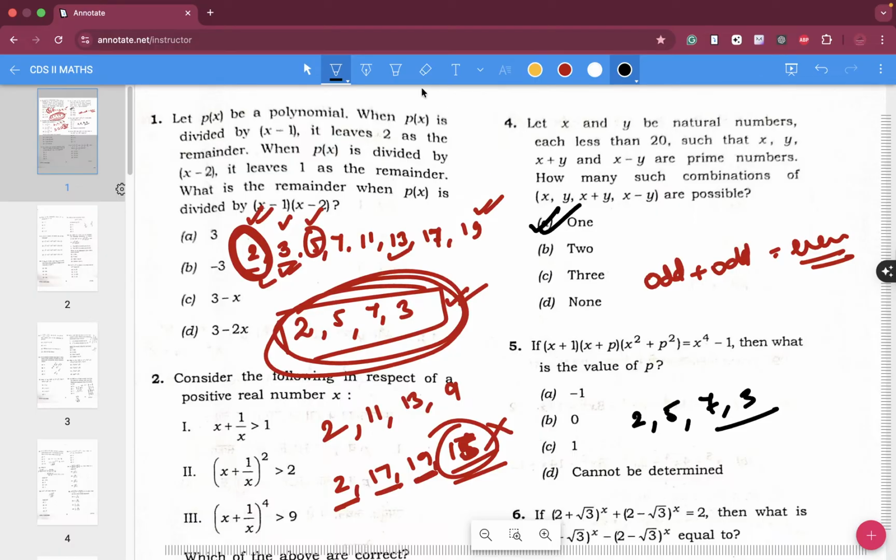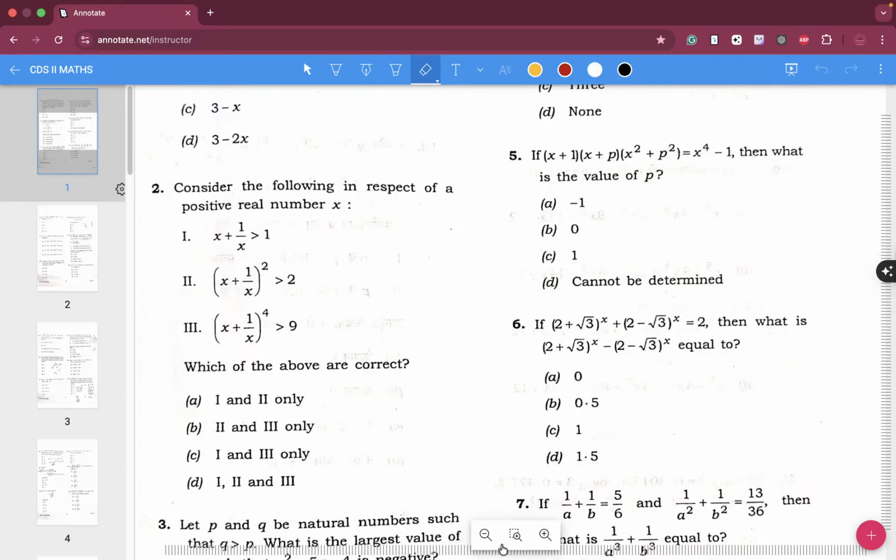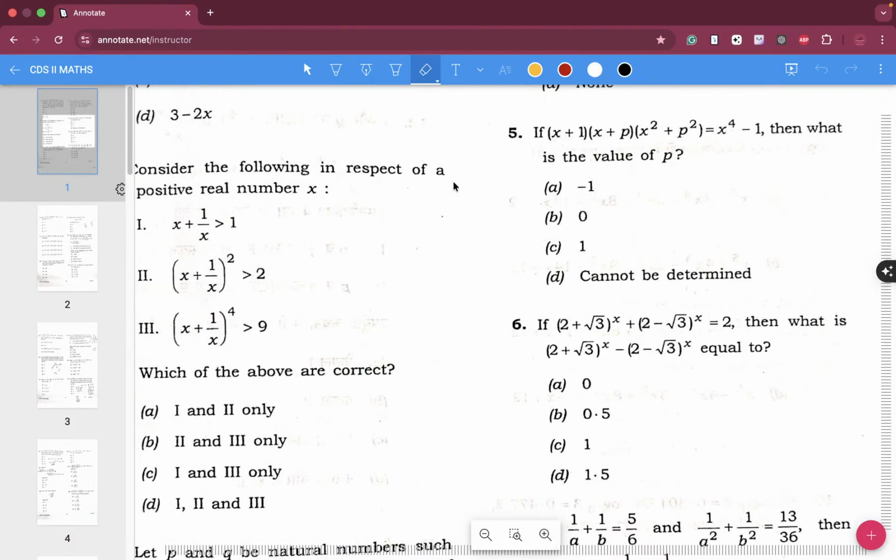Okay, right? Now question number 5 is very interesting. Let's pay attention over here, right? So x plus 1 into x plus p, then what is the value of p is what they are asking, right? So they are asking for the value of p, so it should satisfy for all the values of x, right?